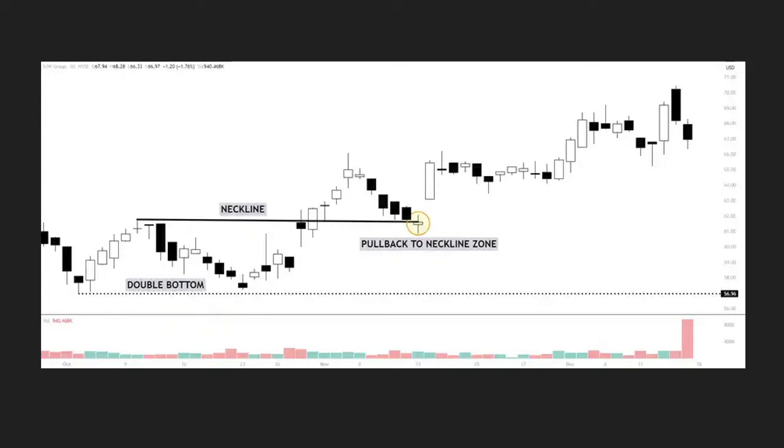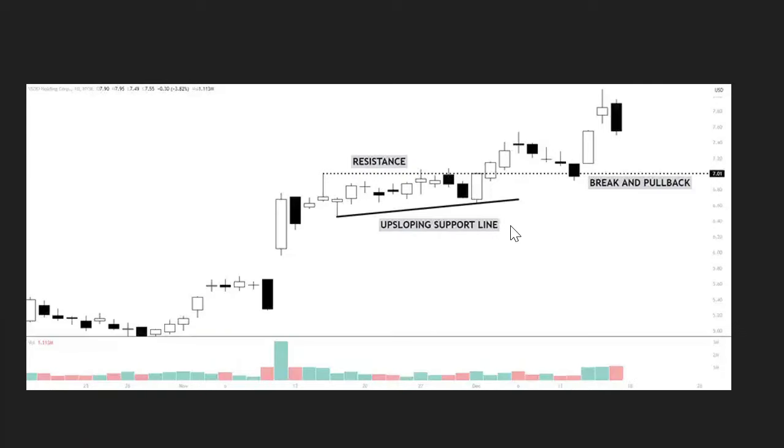For those that want to be a little extra cautious, off the double bottom, we do get the break of a neckline. Maybe you don't want to trade that. You wait for the pullback to the neckline zone, and then you get a move up. The key when you're looking for pullbacks is you want to see lower volume during the pullback. We do not want to see momentum against the original move up, which you can see is a little bit higher volume.